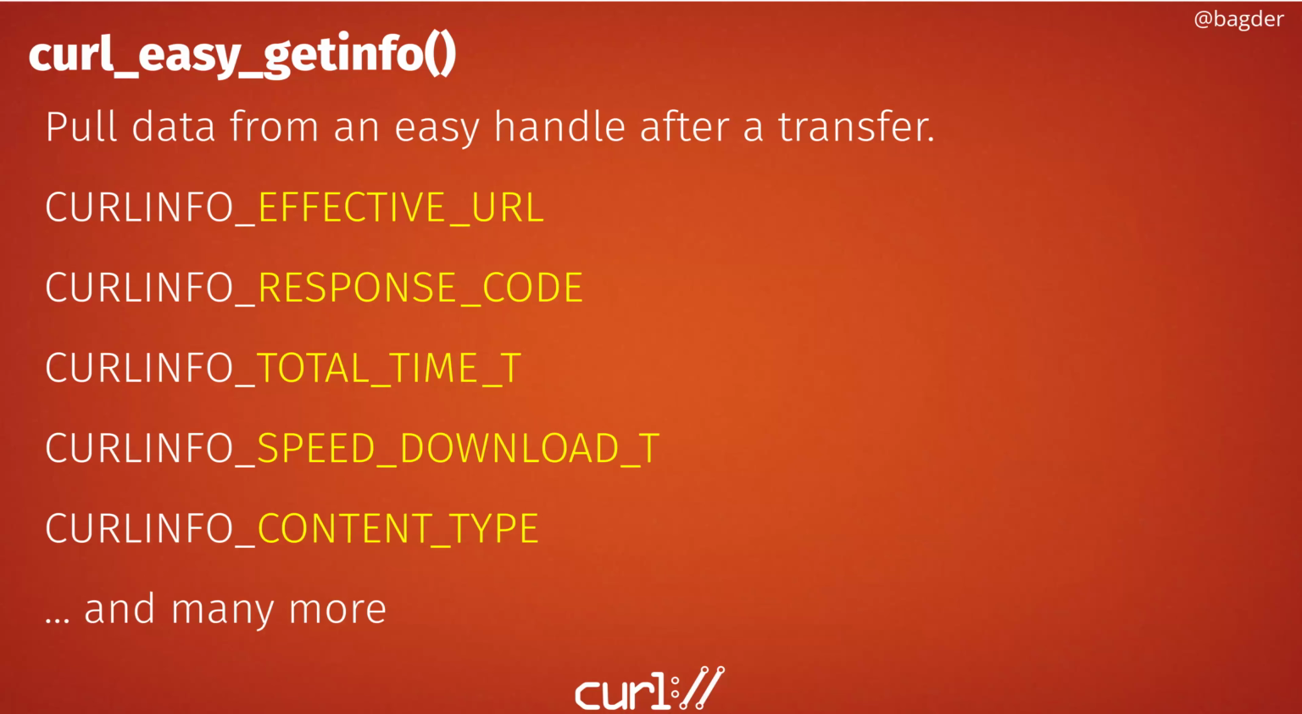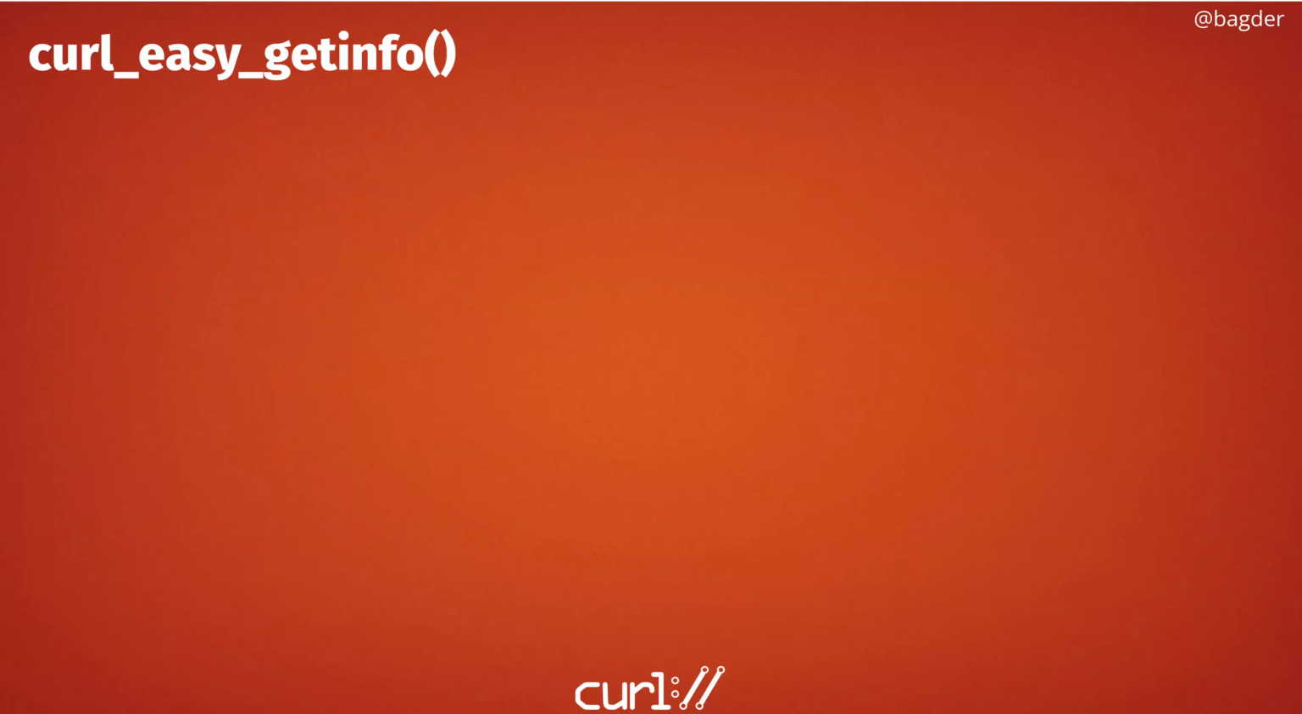And there are many more options there. I think there's in the range of 70 or 80 options for you to get from a previous transfer. There's also actually an entire separate header API if you want to get specific headers from an HTTP response. But I'm actually not going to talk about that API today. So the header API you can read up on yourself.